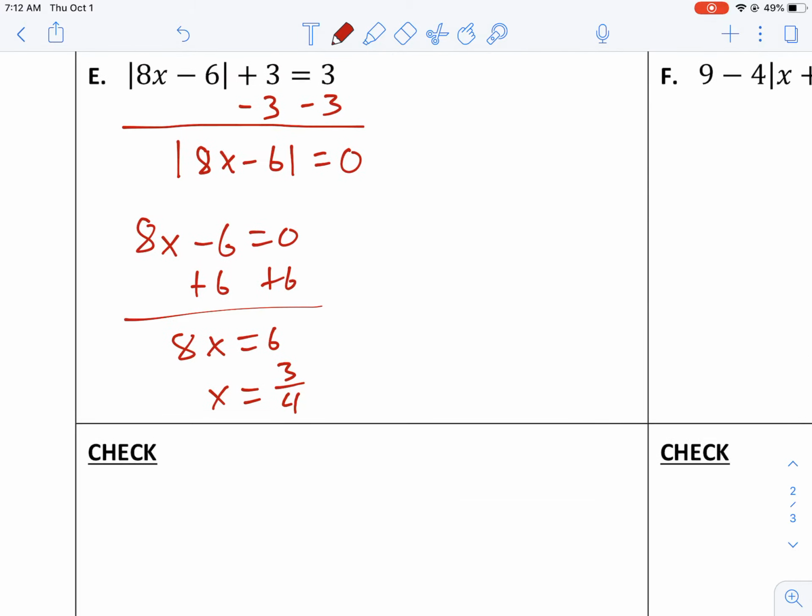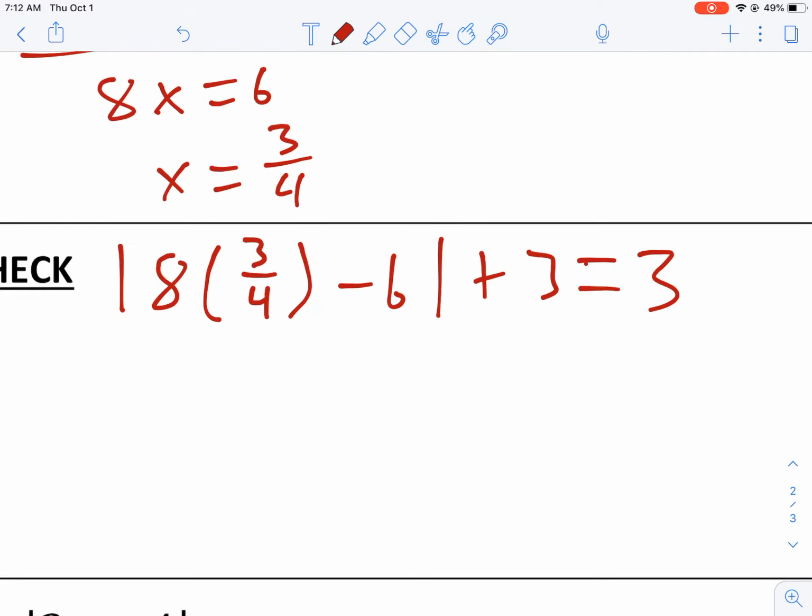Now, when we check this, all right, we still want to plug it up into our original equation. All right, so we're going to check this. We've got 8 times 3/4 minus 6 plus 3 equals 3. All right, and now you're just kind of checking it with order of operations. So we need to multiply here. So 8 times 3/4, that's 6.